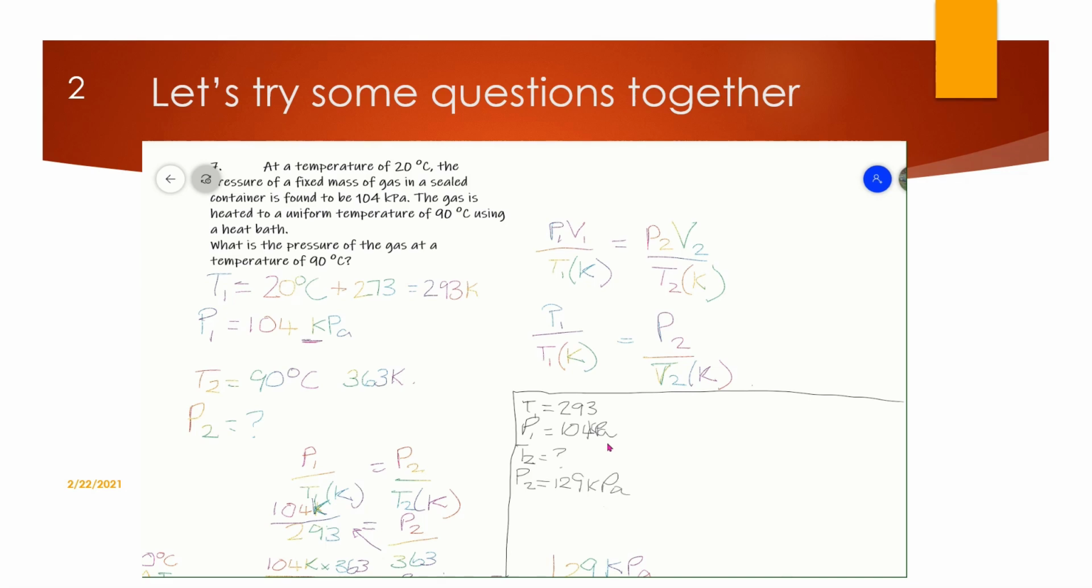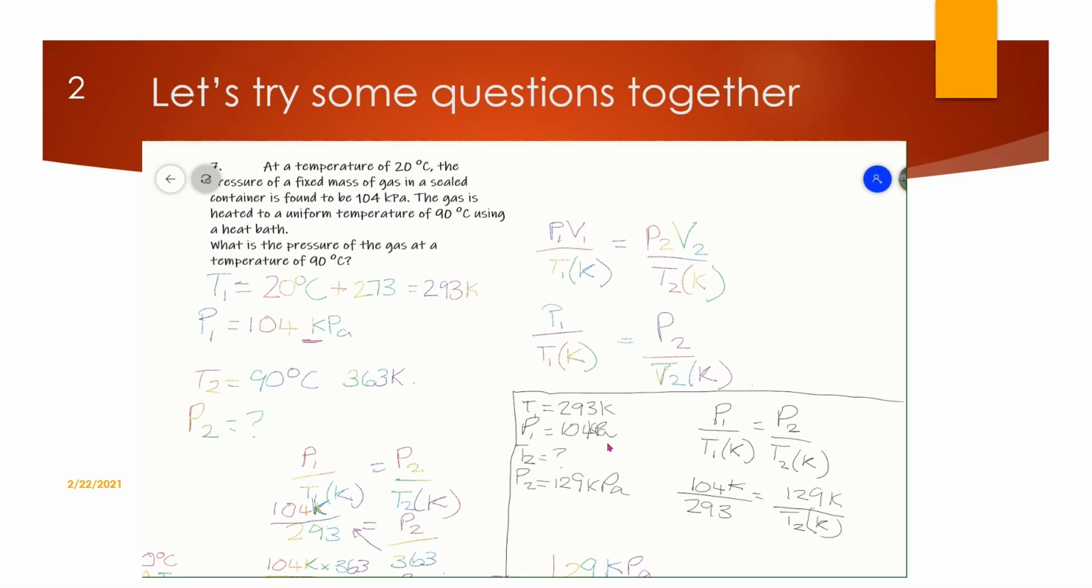So we could write that into the equation. P1 over T1K equals P2 over T2K. When we put our numbers in, that gives me 104K over 293 is equal to 129K over what we don't know, T2K. Now, if that's the case, please can I recommend for ease that you tip both sides upside down. If what you want is on the bottom, tip both sides upside down.